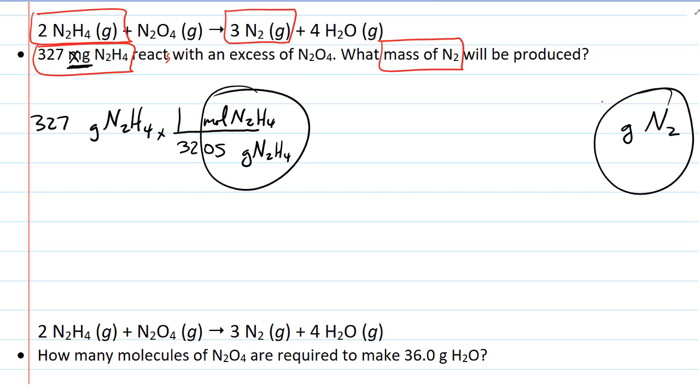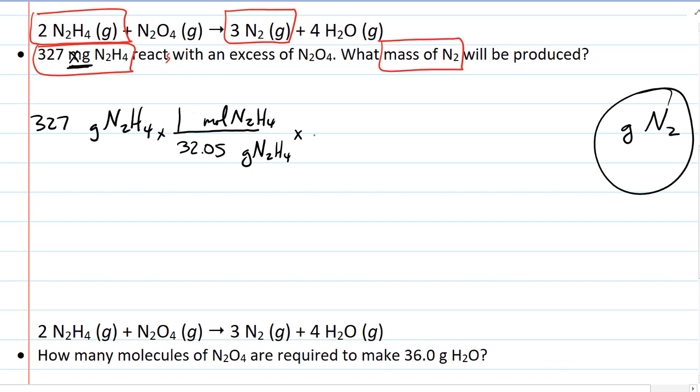Use the molar ratio. So the molar ratio is going to be one that relates these two right here. So we want to relate moles of N2H4 to moles of N2. 3 over 2. Okay. 3 moles of which stuff? N2. 3 moles of N2 on the top and 2 moles of N2H4 on the bottom. Again, this comes from relating the coefficients in this chemical equation.